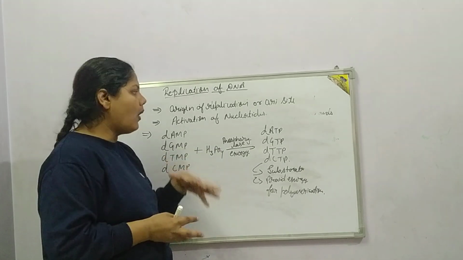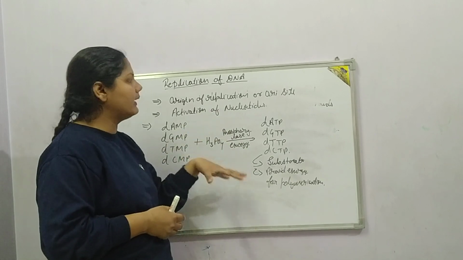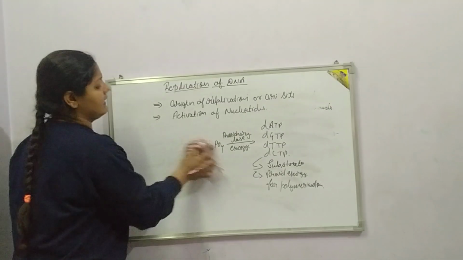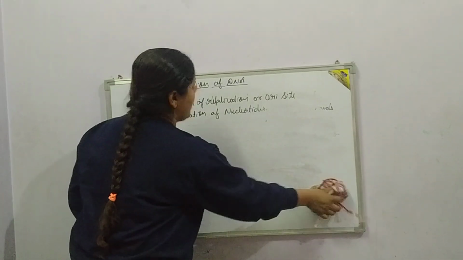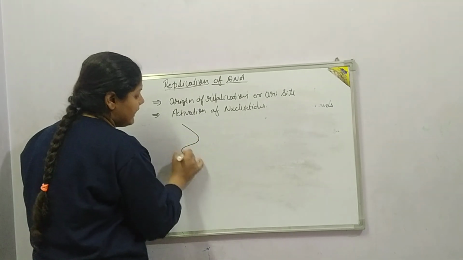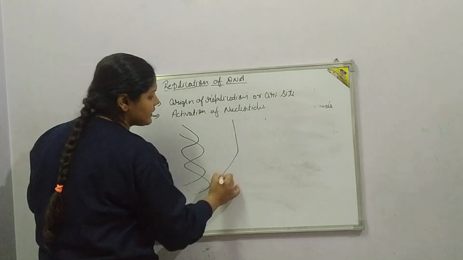we will study how the various enzymes which I have just told work during the replication of DNA. So first of all, the enzyme helicase. What does enzyme helicase do? Enzyme helicase unwinds the strand of DNA like this.